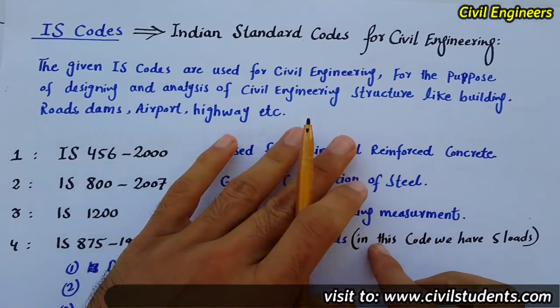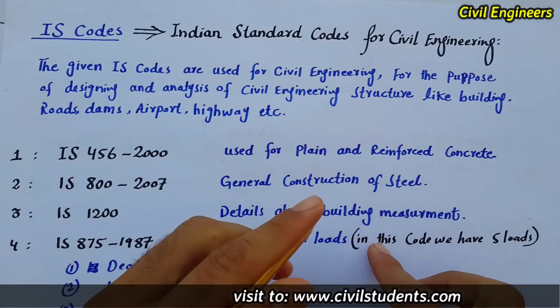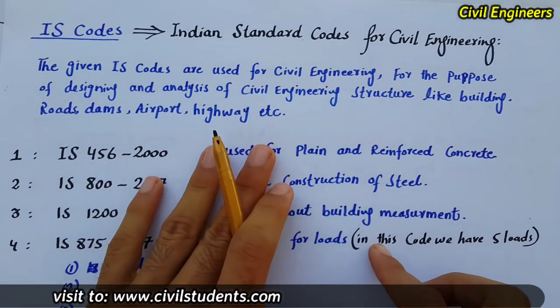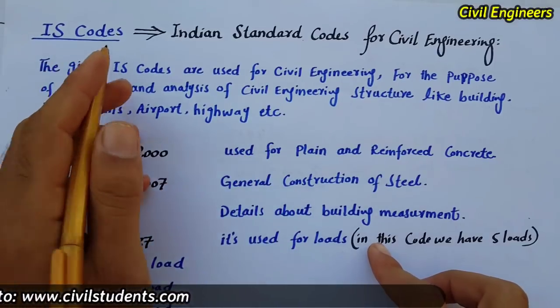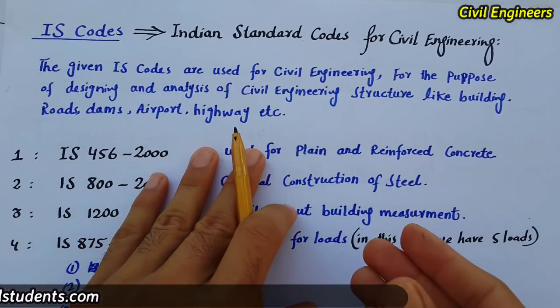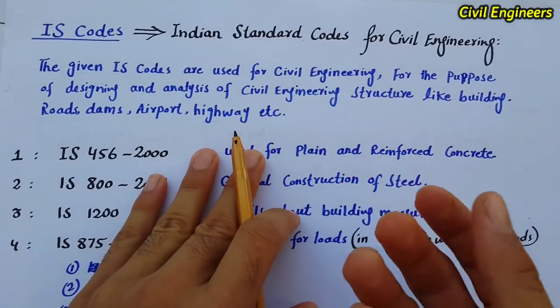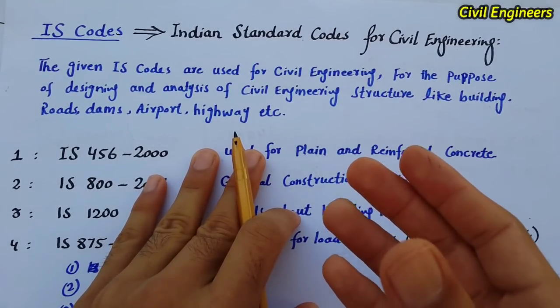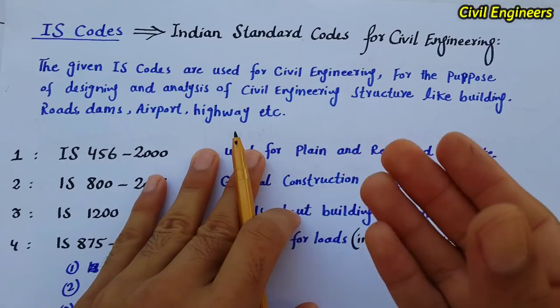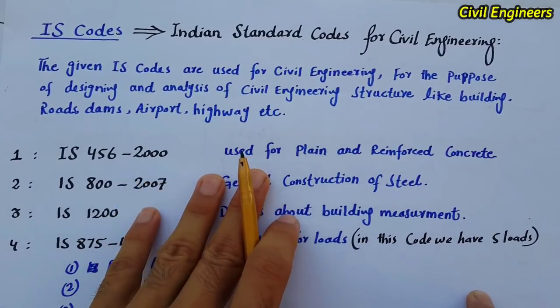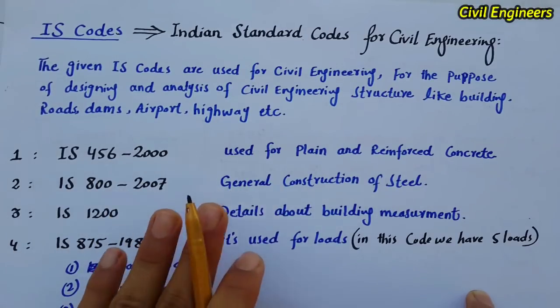Dear friends, this topic is very important for all civil engineers, and the topic is IS codes, Indian Standard Codes for Civil Engineering. If you are a civil engineer and you don't know about the IS codes, you are not able to do any construction work in civil engineering like building, road, dam, airport, highway, etc. Because IS codes give us more knowledge about our project in civil engineering. So every engineer should learn these codes by heart.